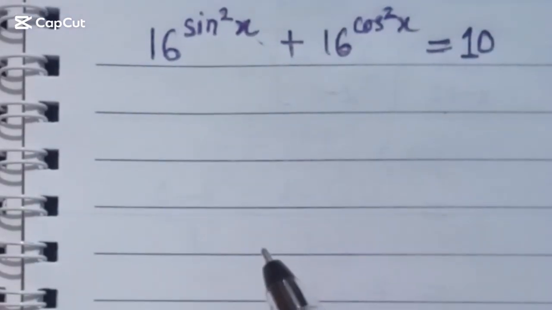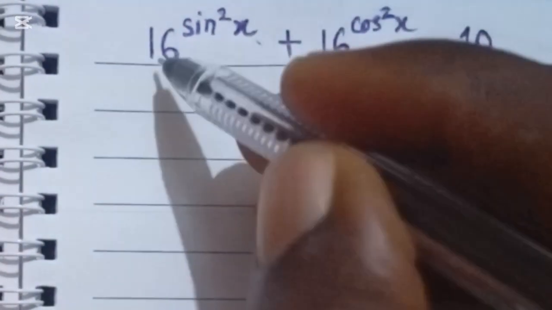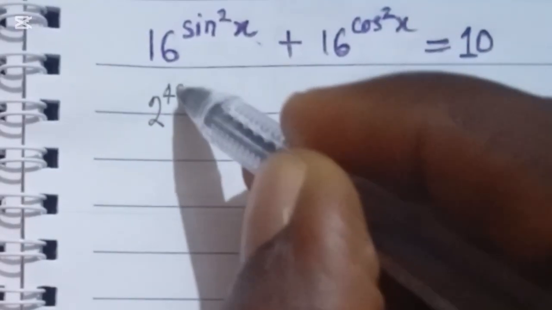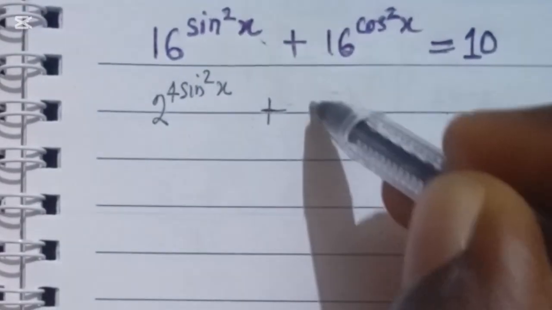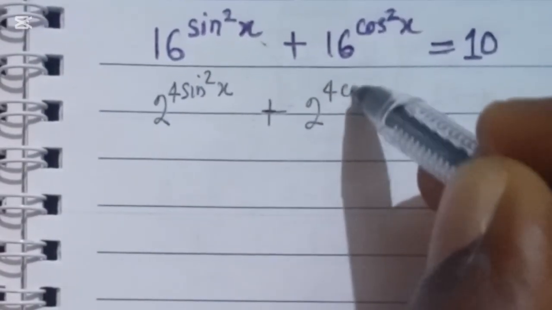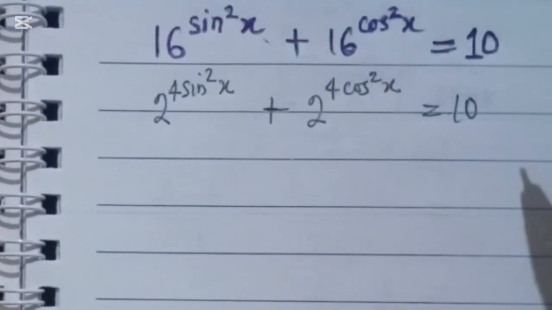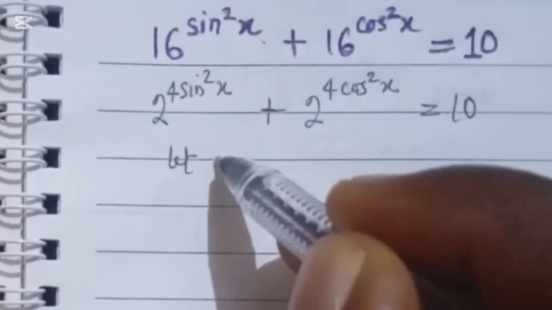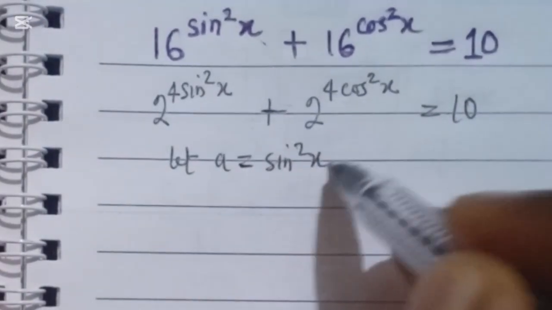To solve this equation, what we simply do is break this down and say 16 is the same thing as 2 to the power of 4, then 2 to the power of 4 sine squared x plus 2 to the power of 4 cos squared x is equal to 10. Alright, so we can substitute by saying let a be equal to sine squared x.